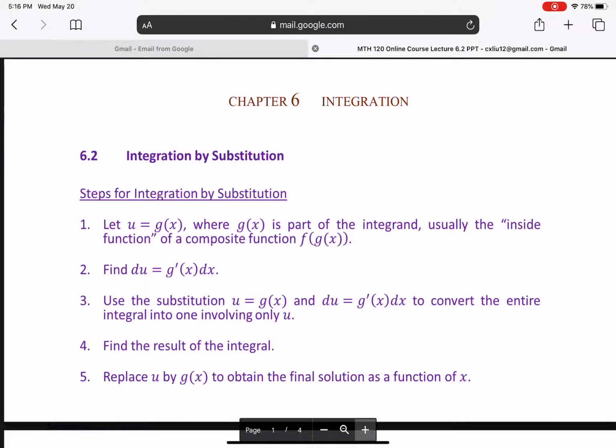Step 2, find du equals g prime of x times dx. So this is the differential. Step 3, use the substitution u equal to g of x and du equal to g prime dx to convert the entire integral into one involving only u. So we need to change the original integral to a new one with u. Step 4, find the result of the new integral. Step 5, replace u by g of x to obtain the final solution as a function of x.